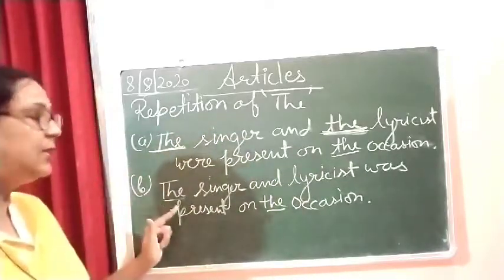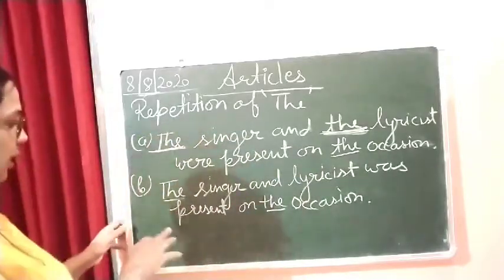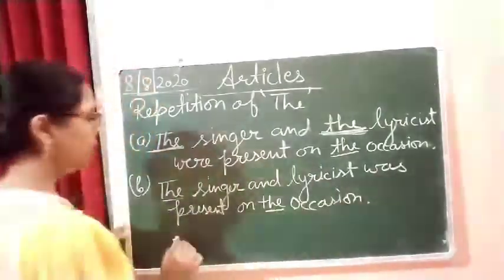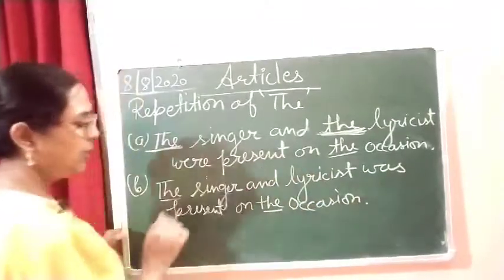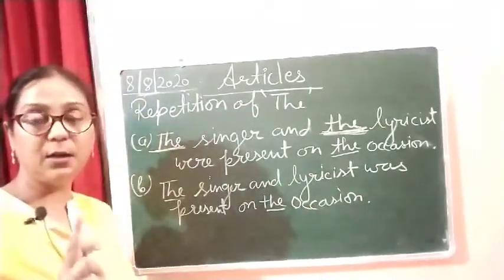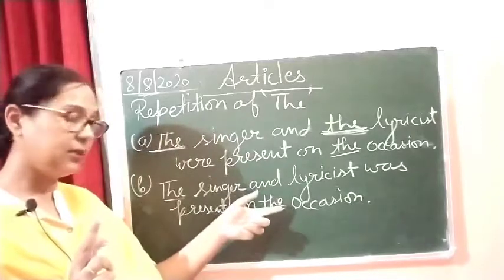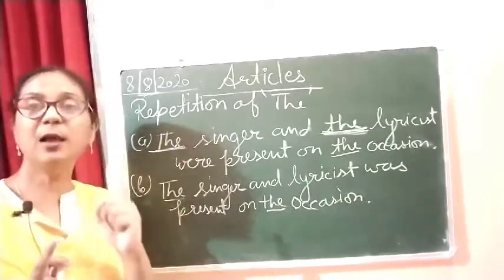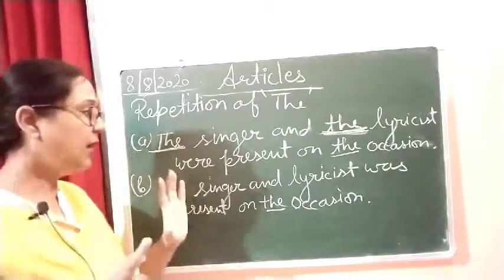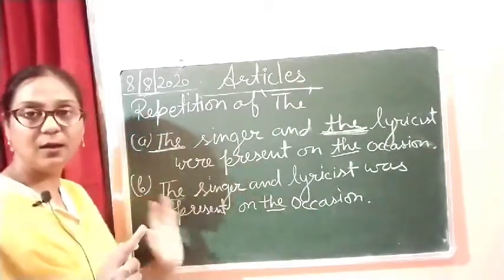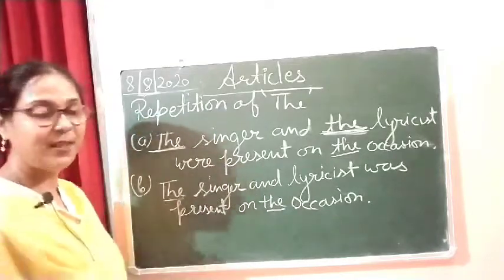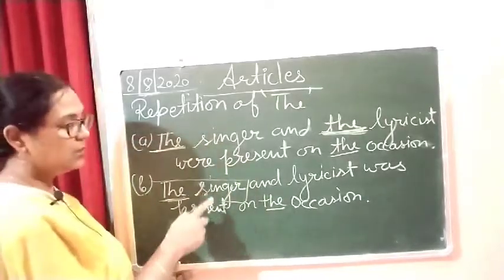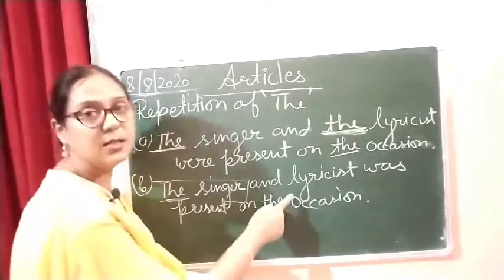Now, if you look at the second sentence, "The singer and lyricist was present on the occasion." Here it is a single person who is a singer and also a lyricist. So in this sentence we are talking about only a single person. That is why we have not used "the" again and again. So this is about a particular person who is singer and lyricist also.